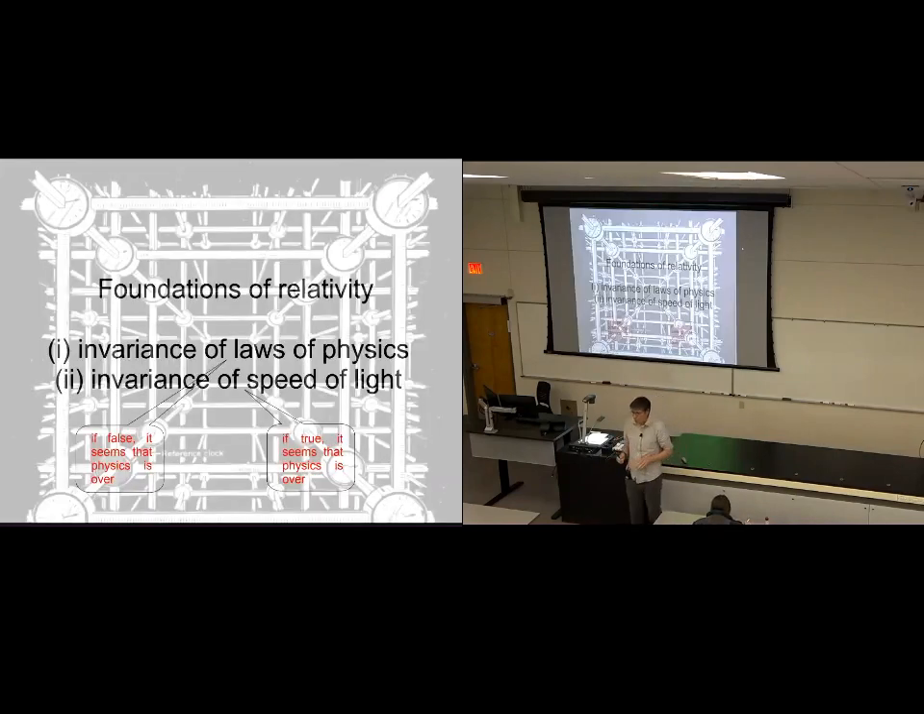Okay, so the first part of the class is just to introduce the bases for relativity, the foundations, the cornerstones of relativity. What are the ingredients that go into relativity? And as I mentioned, there are two of them. One has to do with the laws of physics being so-called invariant. The other has to do with the speed of light being so-called invariant. So we'll discuss those.